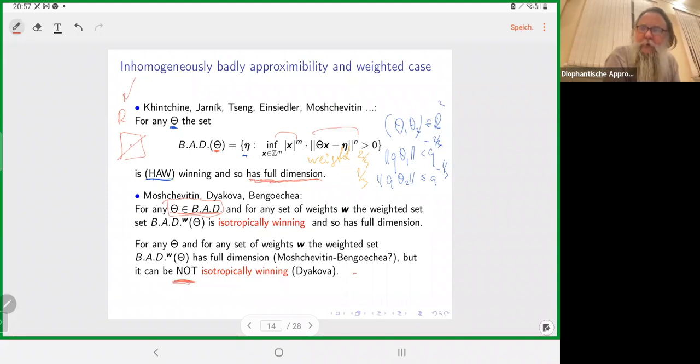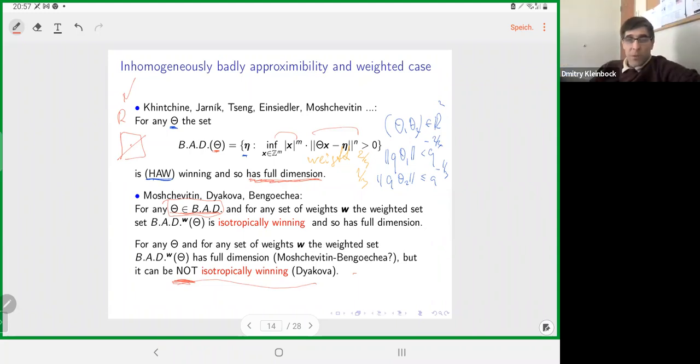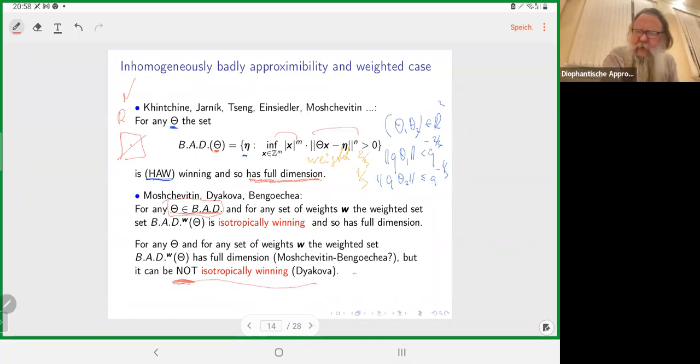I don't know. Okay. It doesn't follow from these examples which I'm speaking about here, because these examples do not exist in the case with equal weights, because with equal weights we have the isotropically winning property. Okay, sure. So maybe it's even absolutely winning. In my opinion, it is not likely.